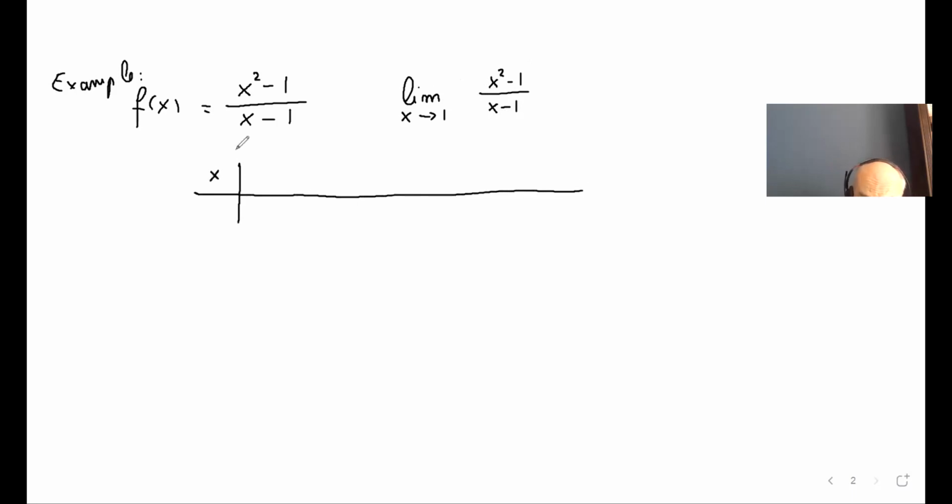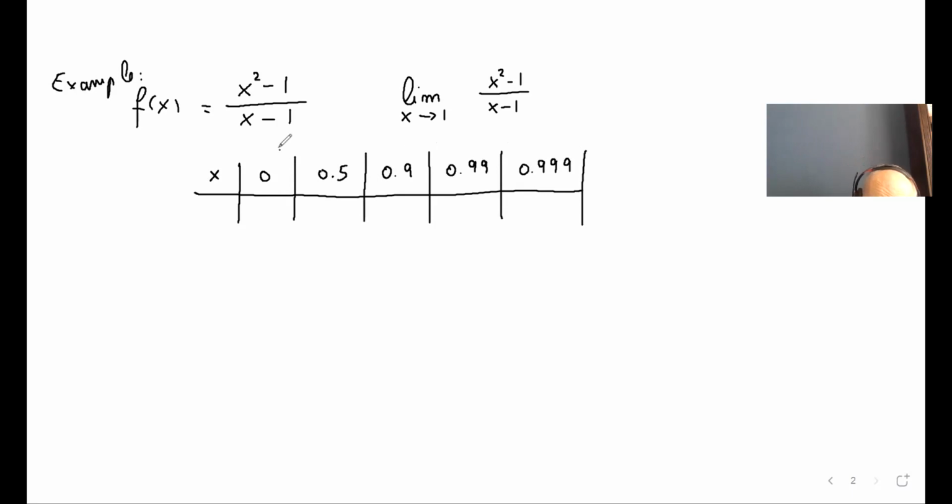So we choose values of x that are very close to 1. Now, what numbers are very close to 1? Well, something like 0, for example, would be considered very close to 1. Notice I'm starting from the left. Then you can choose another number like 0.5, and that's even closer to 1. And then 0.9, even closer. Then 0.99, and then 0.999, even closer to 1. So these numbers at the top are getting very close to 1.